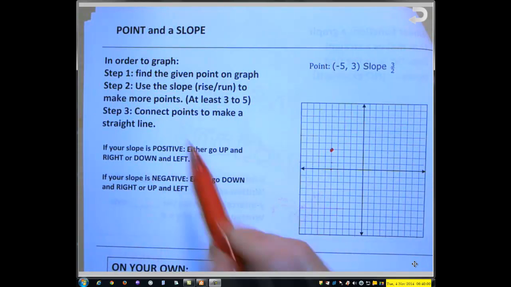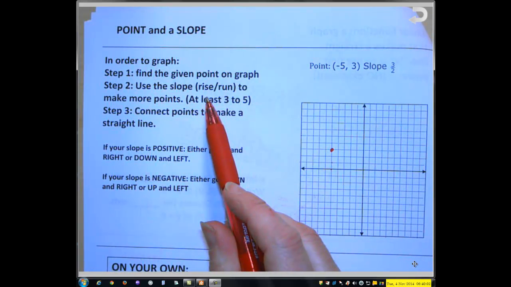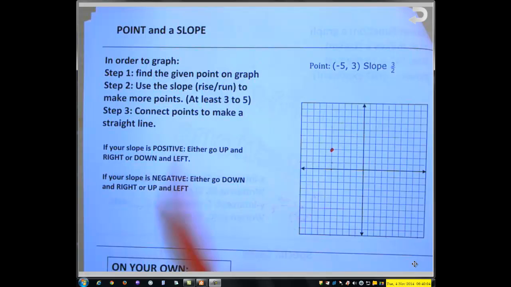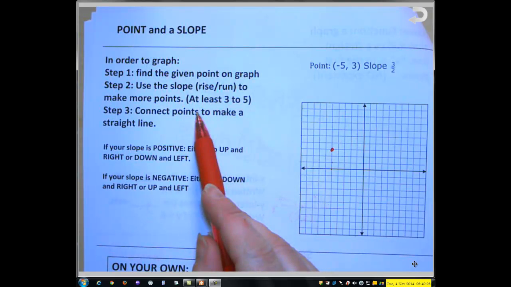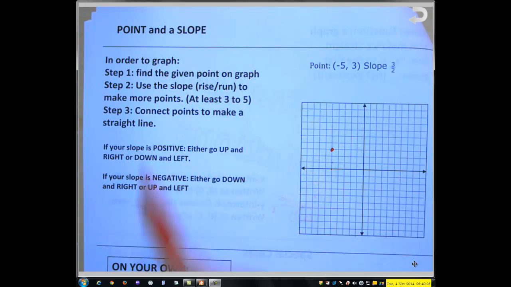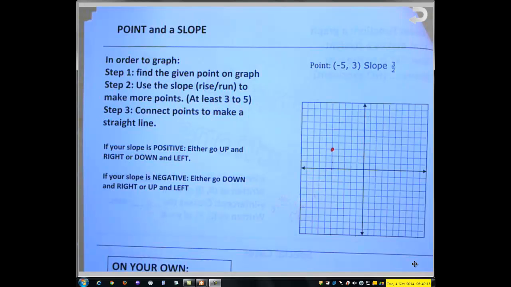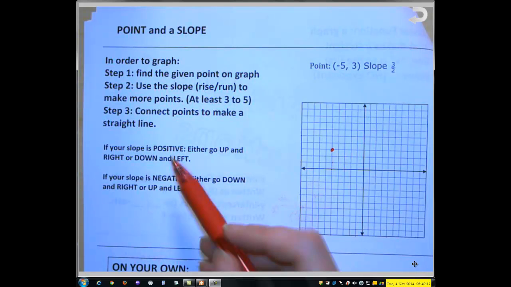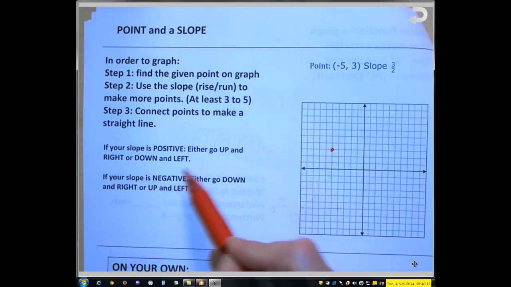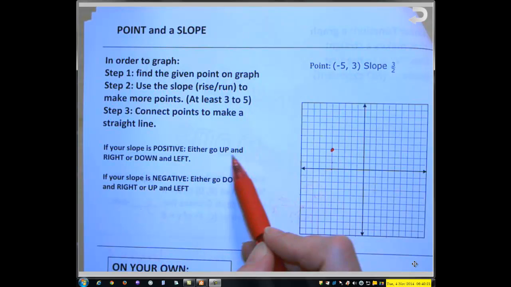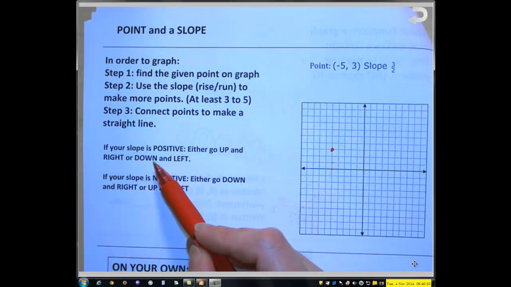Then we're going to use the slope. Remember, slope is rise over run, to make more points. We want to make at least 3 to 5 more points. Then we're going to connect the points to make a straight line. Remember, a line can have either a positive or a negative slope. So if our slope is positive, we're going to go up and right or down and left.